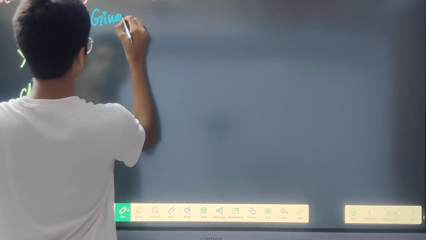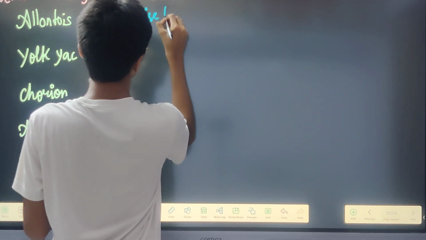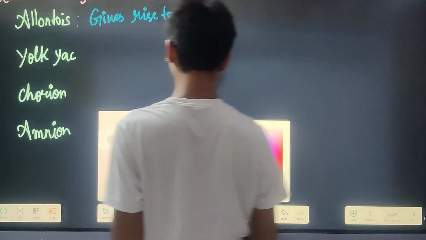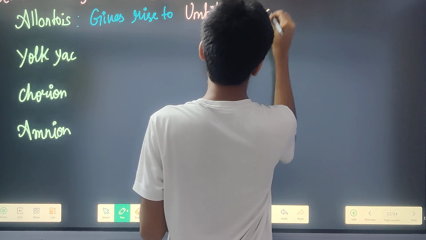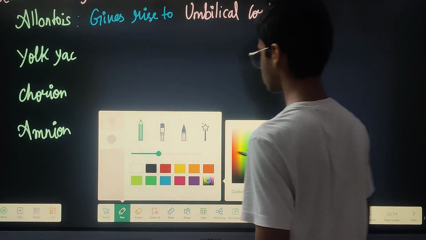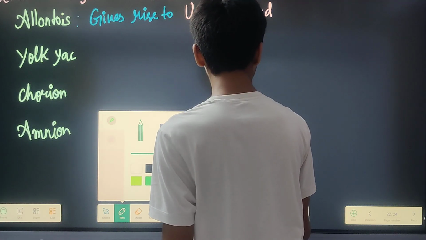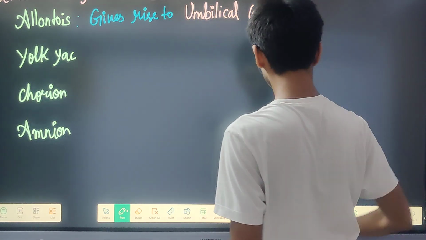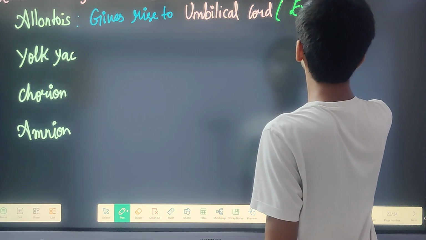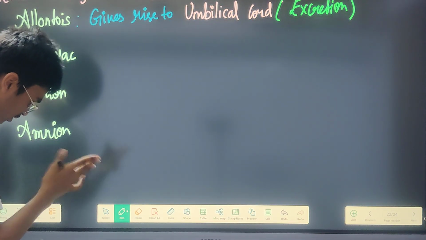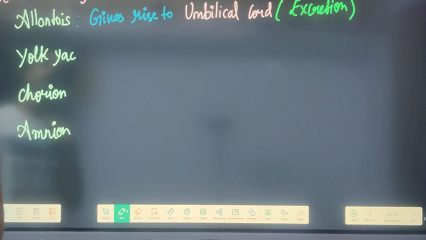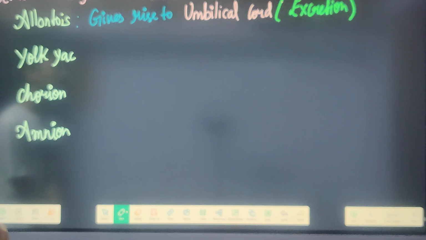Okay, so allantois is there, right? This gives rise to the umbilical cord, and the umbilical cord mainly does the job of excretion. Allantois, yeah, excretion.